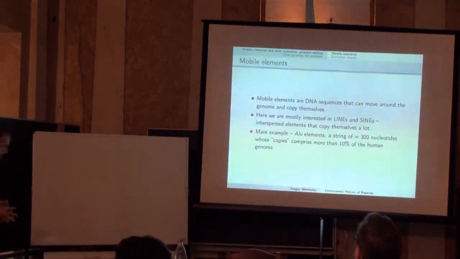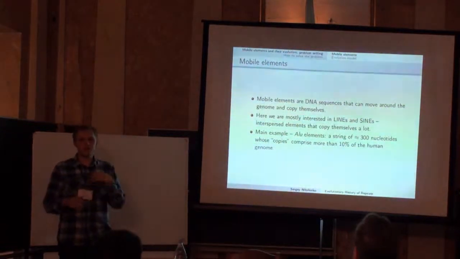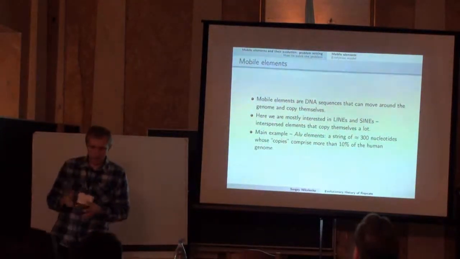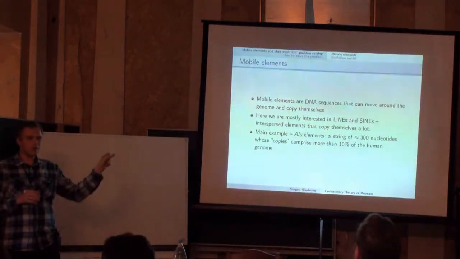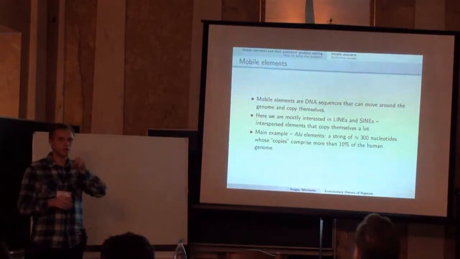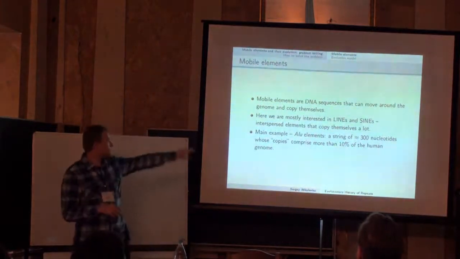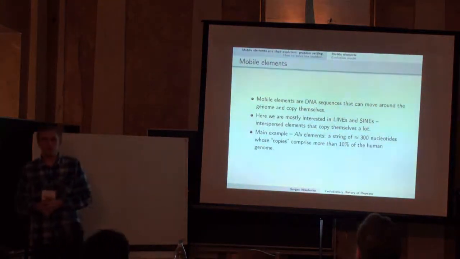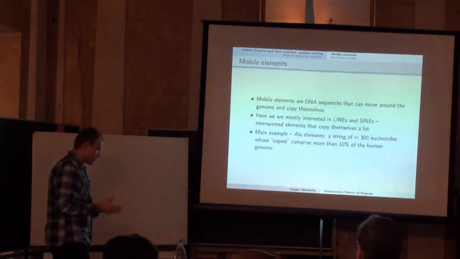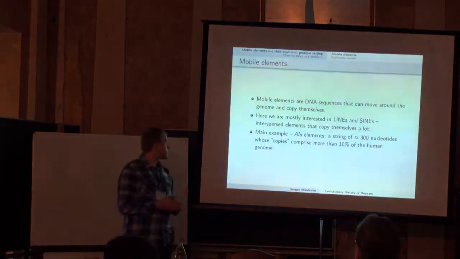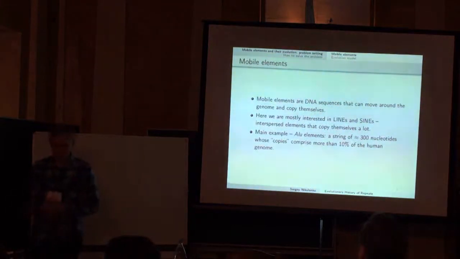So our DNA contains the so-called mobile elements, which are sequences that can move around the DNA. Some of them operate in cut and paste mode, so they cut themselves out and paste themselves somewhere else. Some of them are in copy and paste mode, and mostly we are interested in the so-called LINEs and SINEs, long and short interspersed elements, which are basically genome strings that have been copied a lot over the course of evolution.